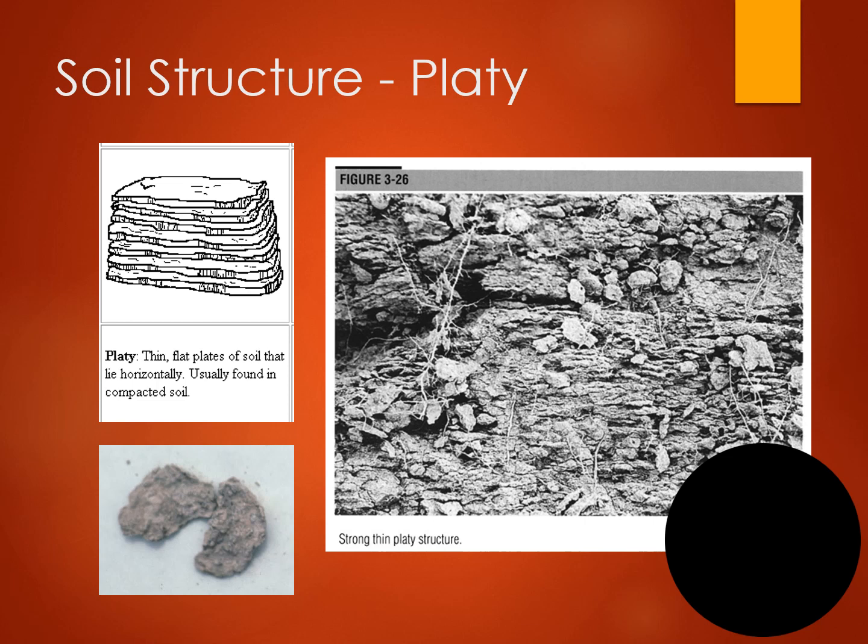Oftentimes in Indiana, we're going to see platy structure where we've had tillage occur, and it's usually going to be at the base of the A horizon from the compaction of the weight of the machinery. And even in no-till situations, or I should say fields that used to be tilled and have undergone no-till, we can still see sections of the plow pan that have platy structure from the compaction. So this is definitely something that we want to remediate when we find it, if possible, so that we can move water through those horizons better.